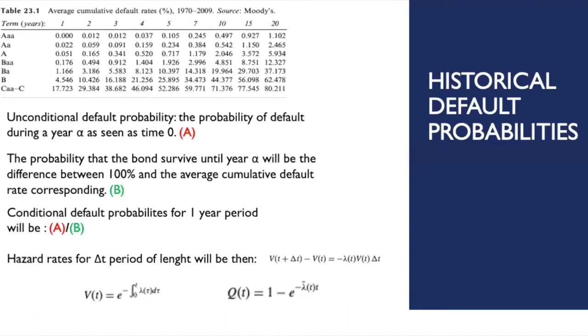Now we can calculate the conditional default probability for a 1 year period, and it will be the division of the unconditional default probability and the probability that the bond will survive. But this is a problem because we don't always want to know the conditional default probabilities in a period of 1 year, but we also want to know the hazard rates for a length of time greater than 1. So for this, we are going to see the formulas that are in the presentation.